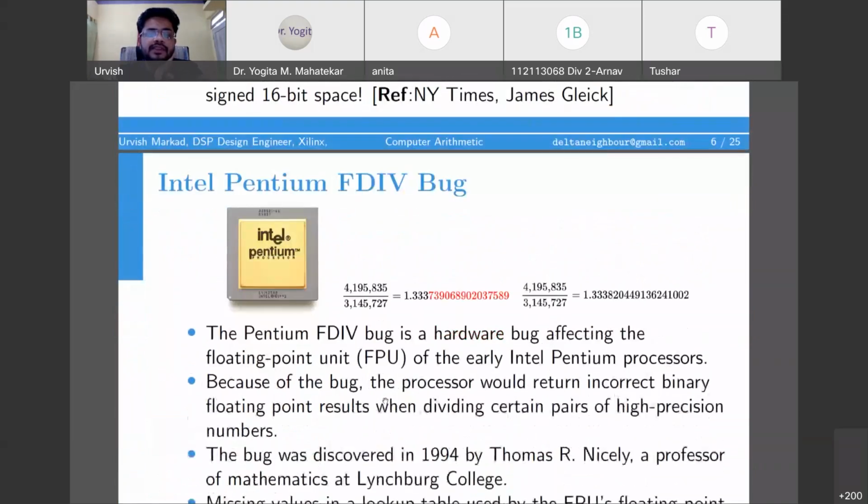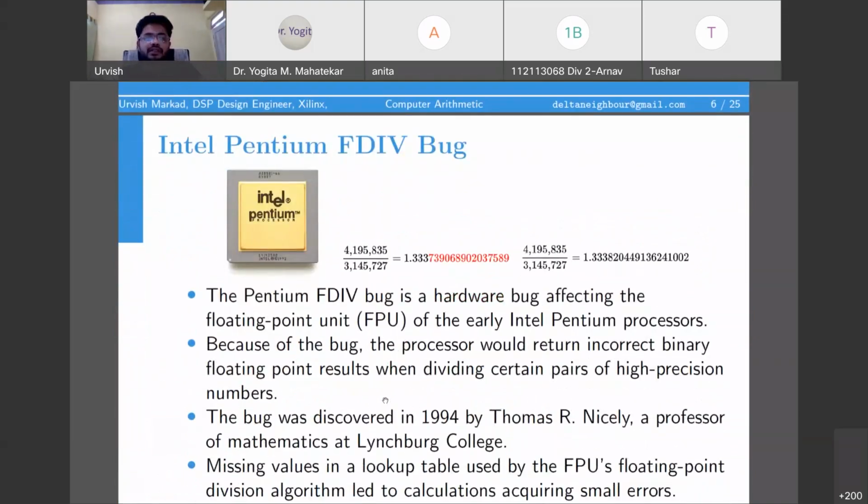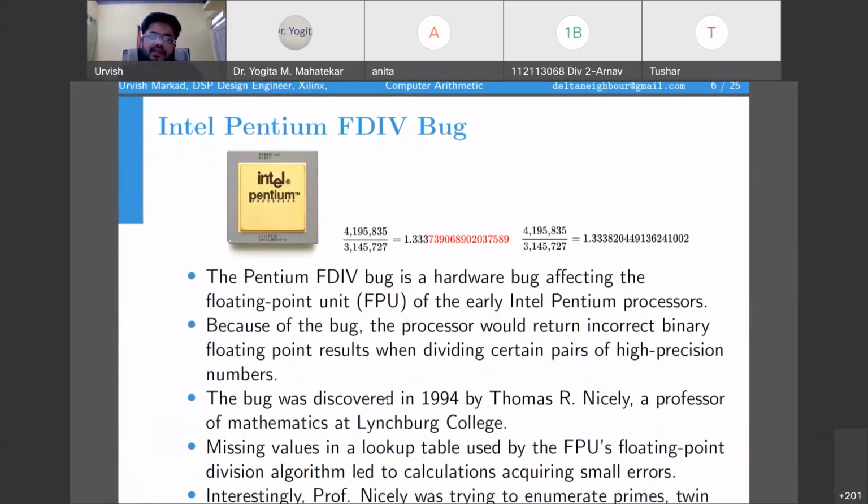Okay, next is the next bug, which is the Intel Pentium floating point division bug. Intel started manufacturing these Pentium chips, and it turns out that there was a small error in the lookup table which was used for computing a division value. That error caused this particular division here to give an erroneous value. The digits in red are erroneous digits. It should have been something like this, which is given at the very right of this slide.